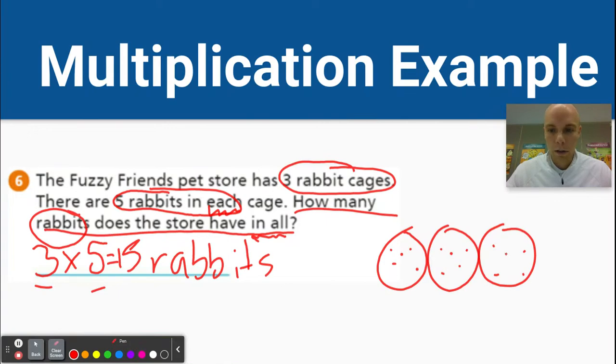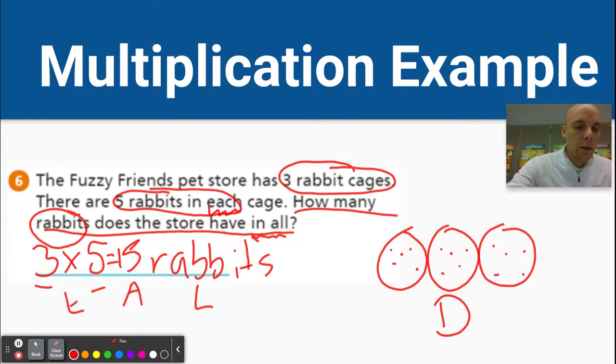So we have our points here. We have our D for our drawing. We have our L for label. We have our A for answer. And then we have our E here for our equation. So something that I did not hit on, I'm going to go to the next slide here.